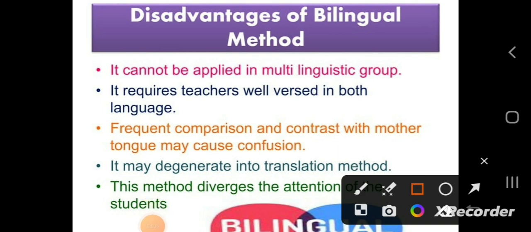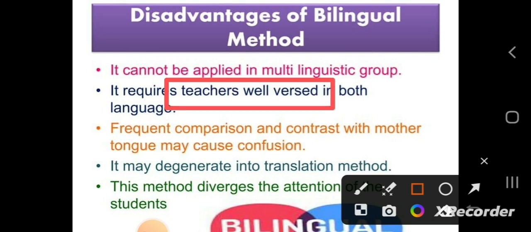Disadvantages of bilingual method. It cannot be applied in multilinguistic group. Limited applicability. It may not be effective in multilingual groups where students speak different native languages. It requires teachers well versed in both languages. Teachers' proficiency is required. Teachers need to be proficient in both languages, which may not always be feasible.